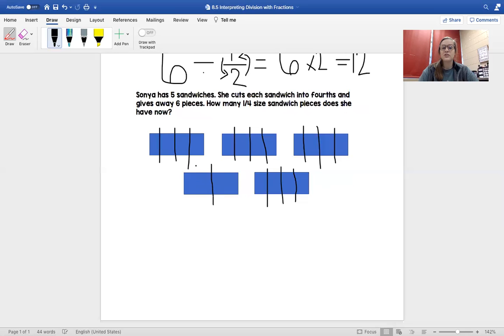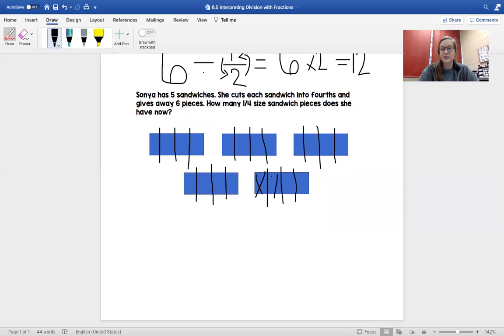Alrighty. Once you have cut all of your sandwiches into fourths, we need to go back and see what are we trying to figure out now, right? We have our diagram showing what Sonia has done, but we need to figure out what are we trying to answer. Okay, she gives away 6 pieces. So she's going to take away 6 pieces, and we're trying to determine how many she has now, which means she's already given away 6 pieces. So I'm actually going to cross out 6 of these pieces.